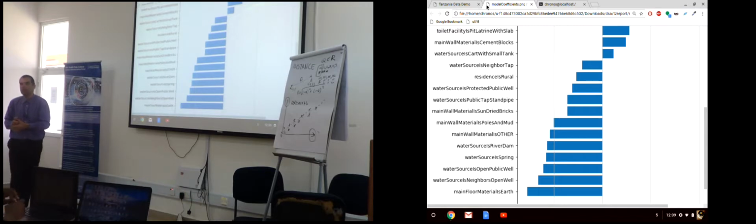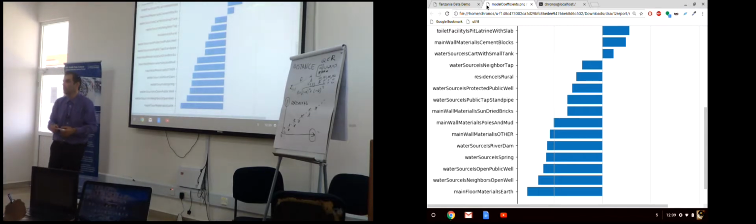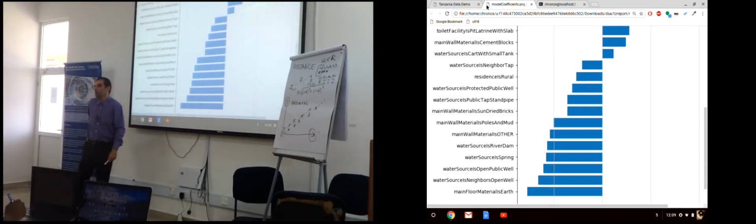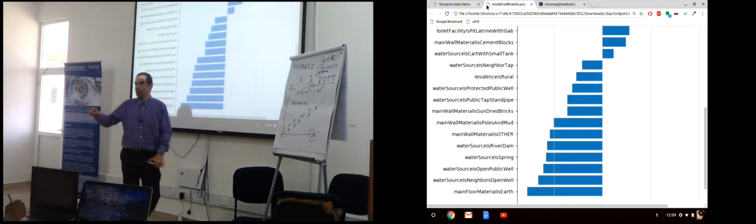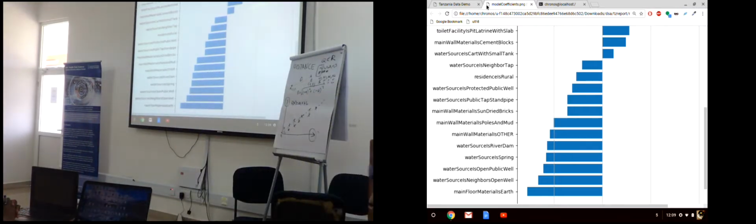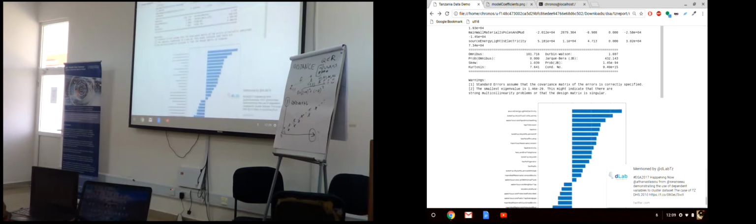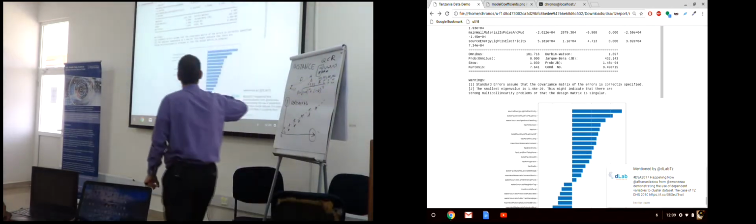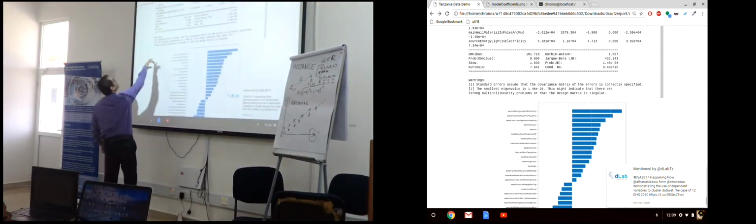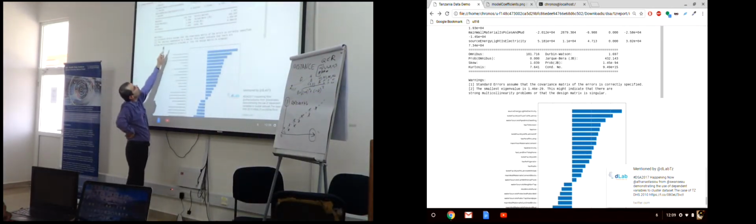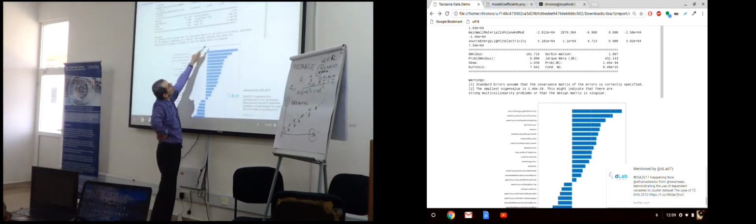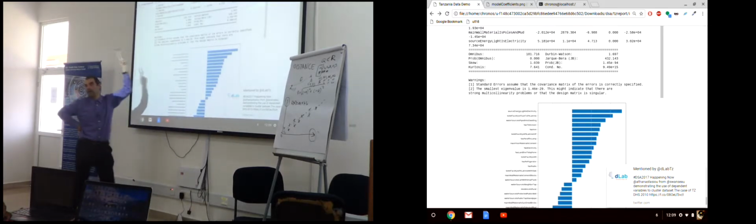Did you try to check for violations of OLS, like multicollinearity? Yes. This is why I said that. The model has come back and says the smallest eigenvalue is small, which indicates that there is a strong multicollinearity problem.